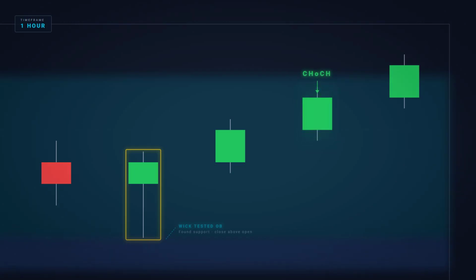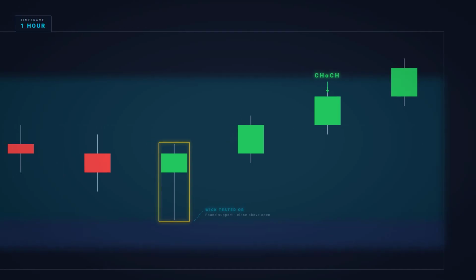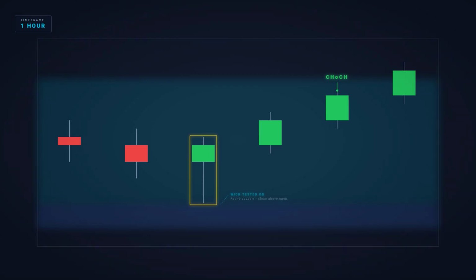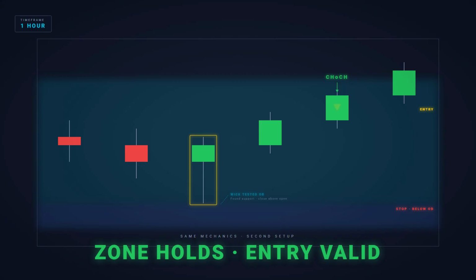The structural signal that the 1-hour internal structure has shifted from the corrective lower high sequence of the pullback to a new higher high. The internal change of character has occurred, later than in the previous setup, but cleaner for the waiting. The zone held. The entry is valid. Same mechanics as before.